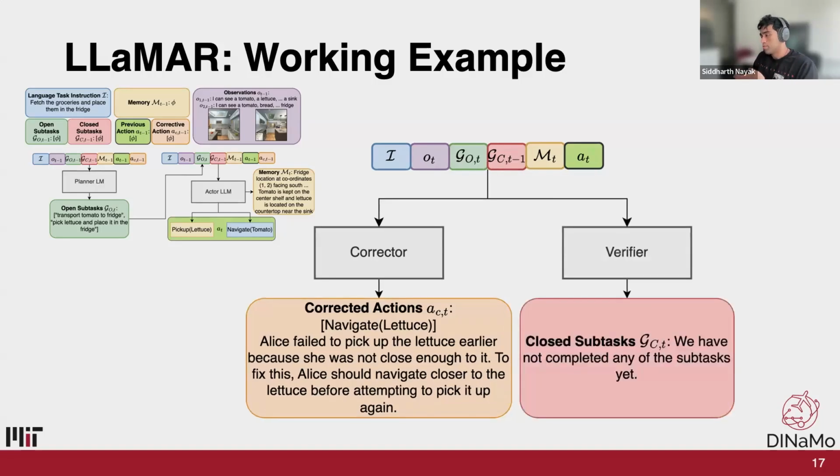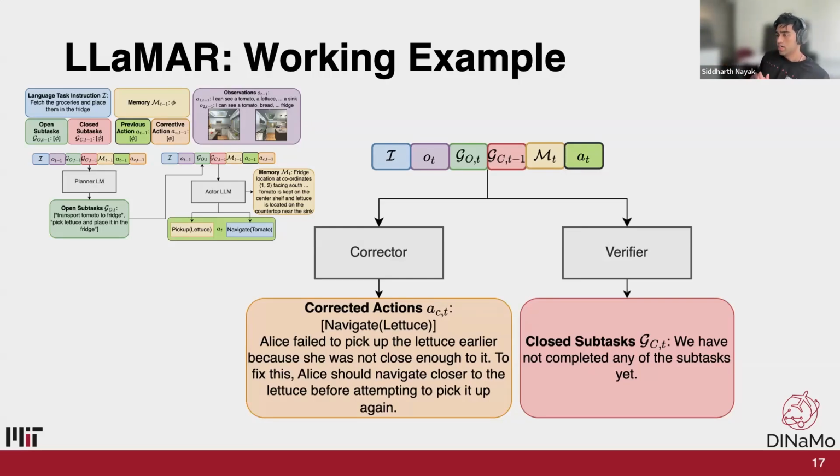Similarly, you have this verifier, which keeps track of things that have been completed. Right now, when you execute these two actions, you have not really completed the subtask of transporting a tomato to the fridge or even transporting a lettuce to the fridge. So it would say that we haven't completed any of the subtasks yet, which means that we still need to keep it empty. But at any future step, when it completes something, it would move the thing from open subtasks to closed subtasks.